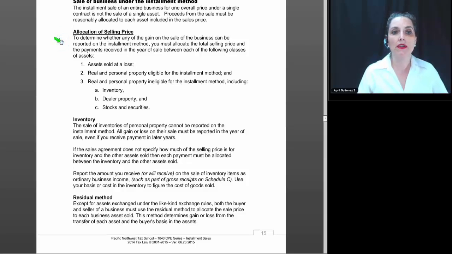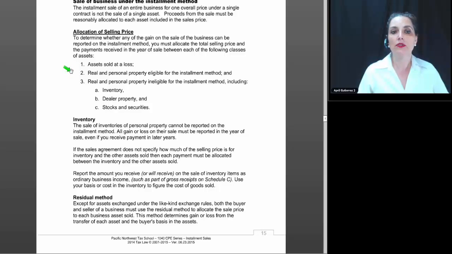Well, to determine whether any of the gain on the sale of the business can be reported on the installment method, you must allocate the total selling price and the payments received in the year of sale between each of the following classes of assets. Assets sold at a loss, real and personal property eligible for the installment method, and real and personal property ineligible for the installment method, including inventory, dealer property, and stocks and securities. So if you sold an asset at a loss, you're not going to report that loss under the installment method.